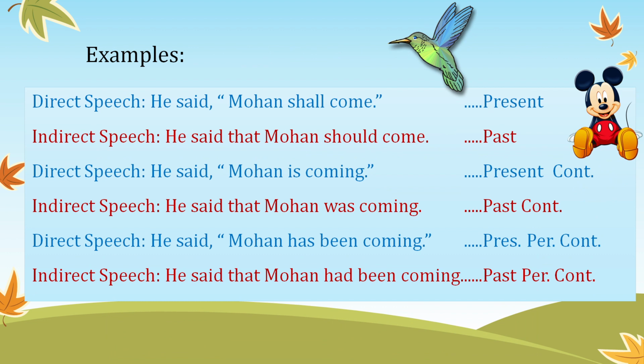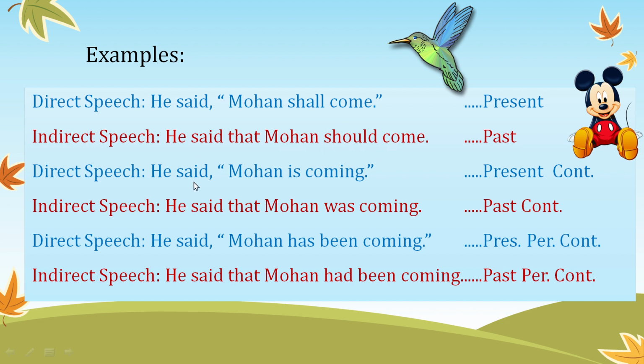Let's take some examples. He said, Mohan shall come. Indirect speech. He said that Mohan should come. The changes done here: we have removed comma and inverted comma. We have put the conjunction that. Now, Mohan is a proper noun, so we did not change it into small letter. Shall is converted into should come. He said that Mohan should come.